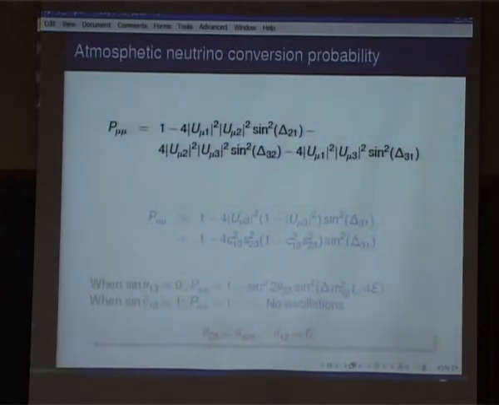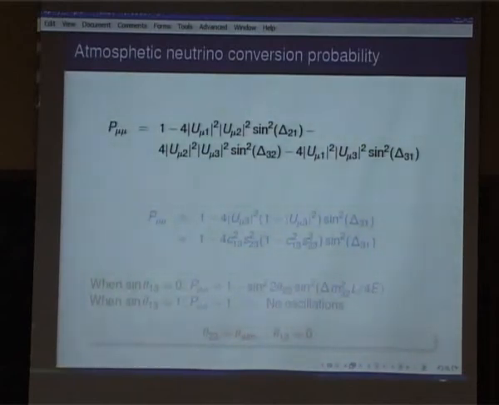So, at 0.2 you will of course see many oscillations. At 2 you observe a few oscillations, maybe 1 or 2. 2 GeV is where the atmospheric neutrino flux peaks, so you observe 1, 2, 3 oscillations at maximum. Which means that delta 31 is of the order of 1. So delta 32 is of the order of 1, which means that delta 21 is very, very small.